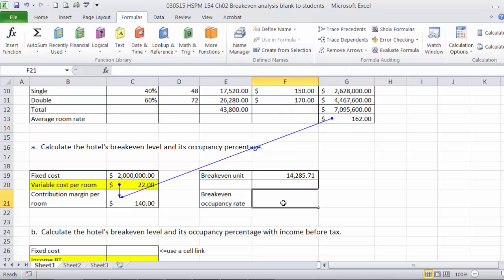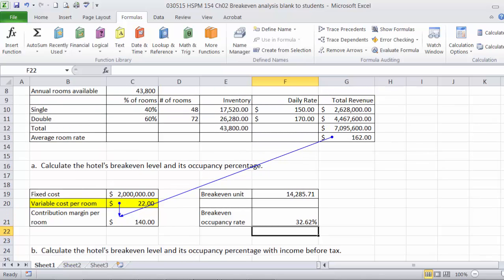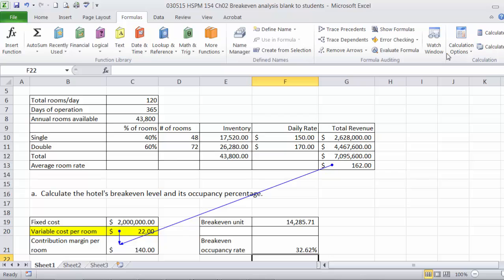All right. So what's the break-even occupancy rate? We calculate that. The number of rooms we need to sell, right? So what's the total room available? Okay. So that's your basic break-even occupancy rate. Did you get this? Any questions?